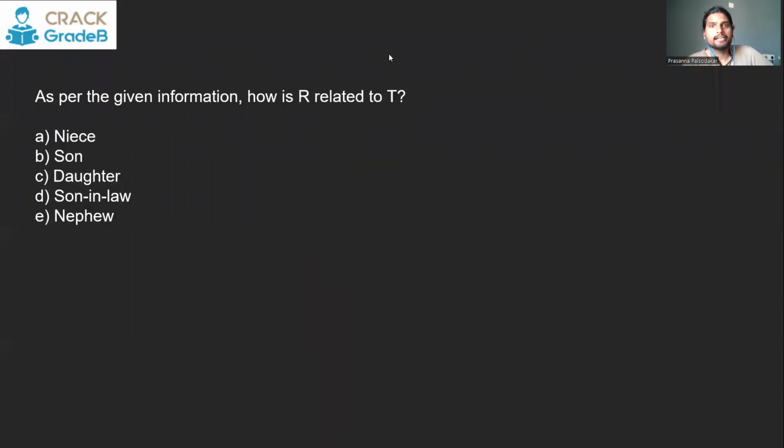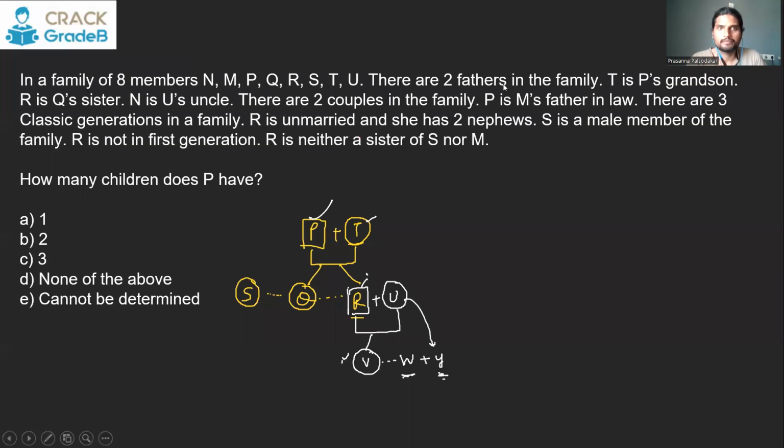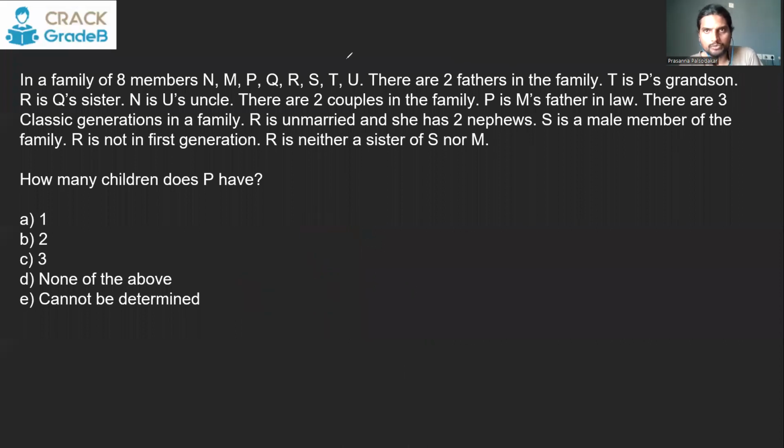How is R related to Q? R related to T. R is going to be the son of T. Now, there is an entire set about the question. Let's read the set and try to solve this question.